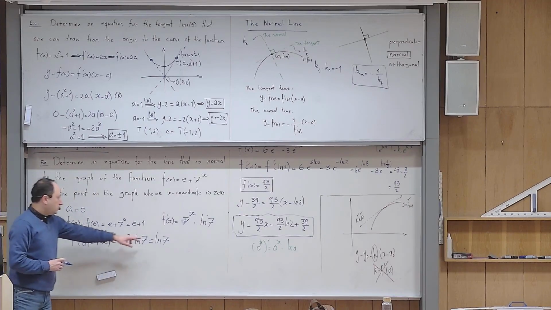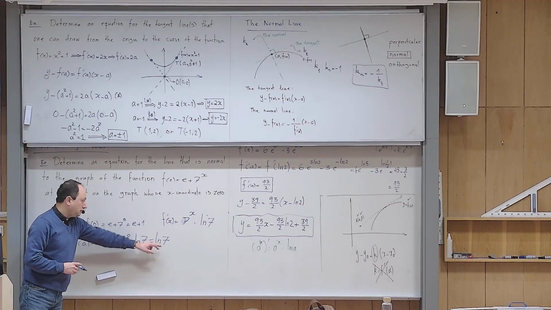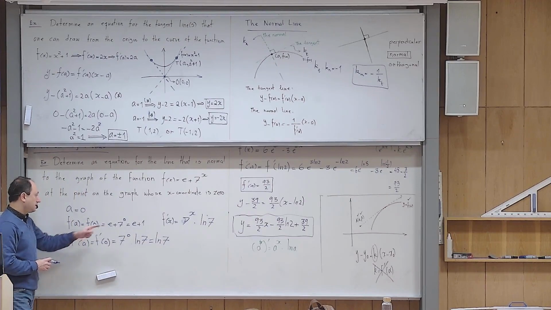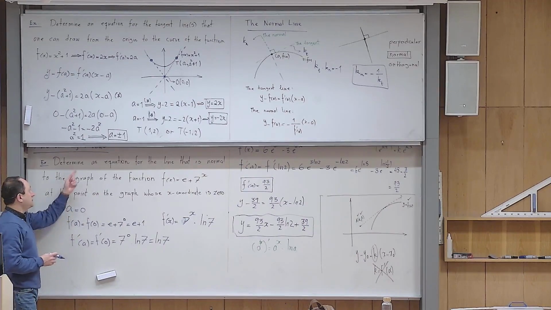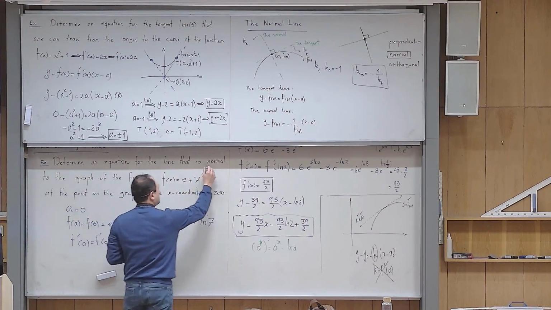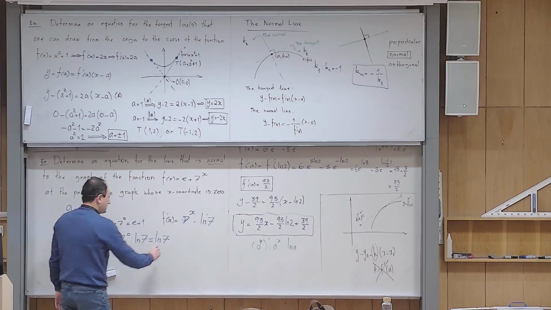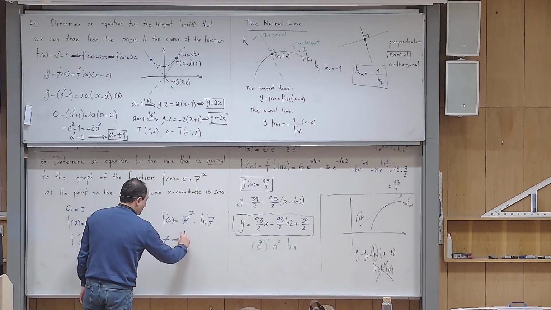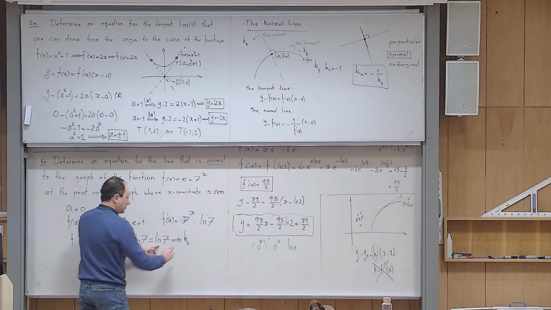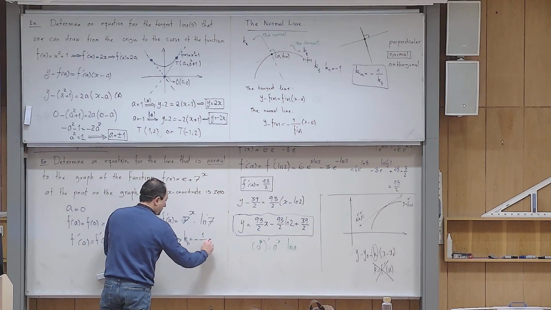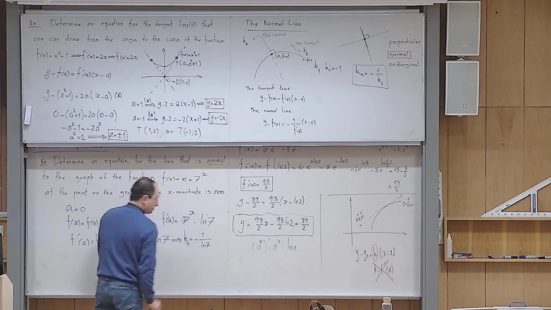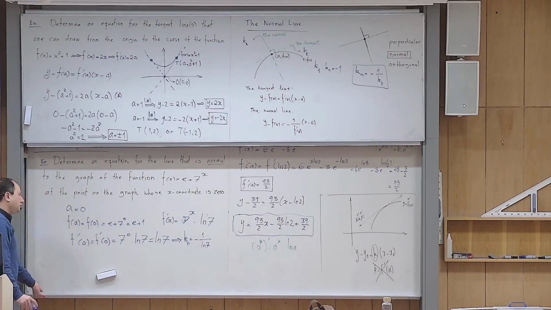If I ask you what is the geometrical meaning of ln of 7, you will tell me that number is the slope of the tangent line to the curve at this point. But the question is asking about the normal line. So this means that the k value for the normal line is not this number, it is minus 1 over that number. And then everything becomes clear.